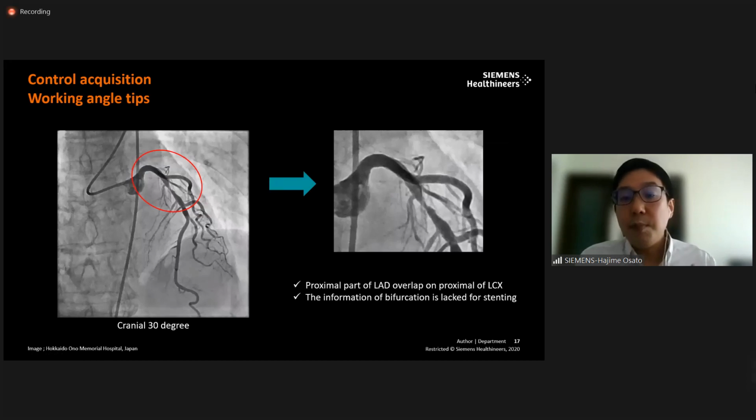So what is important when taking control acquisition? Please see these images. This image was taken with cranial 30 degrees, but the proximal LAD overlapped on the LCX. So that means proximal side and bifurcation information are lacking for the next step.